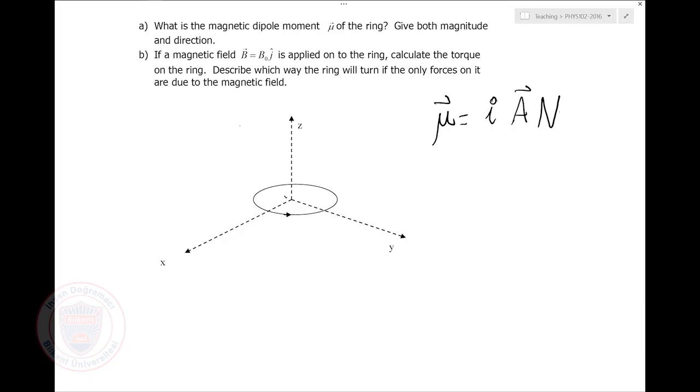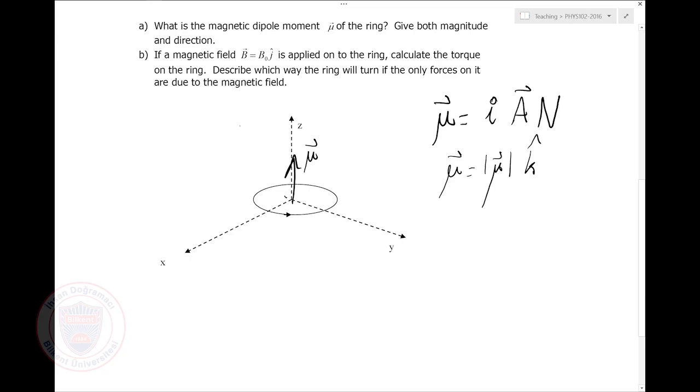We had this right-hand rule, right? I take my right hand and I run it in the sense of the current. So my thumb points along the magnetic moment, right? So I know that the direction of the magnetic moment is along the z direction, or I can say mu is the magnitude of the mu vector times k hat.